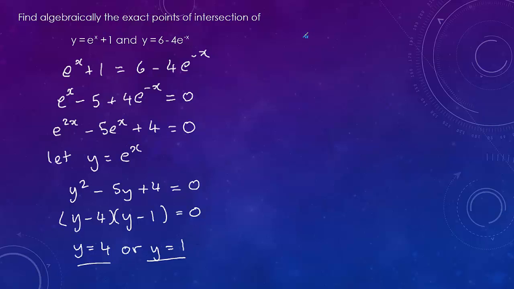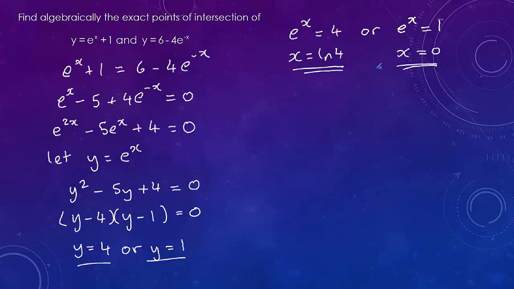And remember, that means that e to the x is equal to 4, or e to the x is equal to 1. Well, this one here would give me that x is equal to 0, e to the 0 is equal to 1. And for this one here, take the natural log of both sides, we'd get x is equal to ln 4.